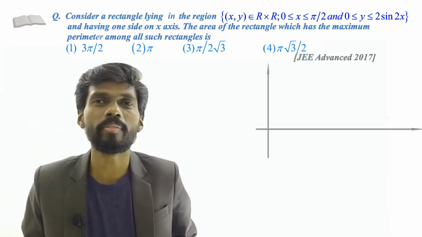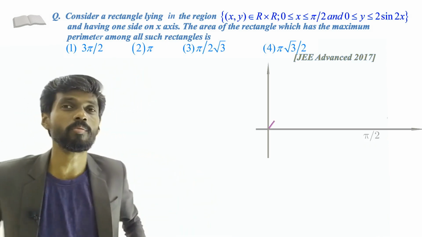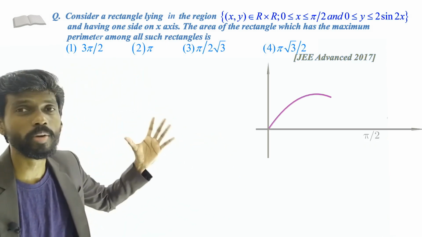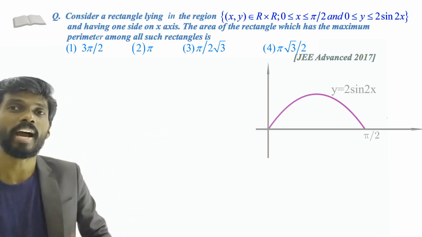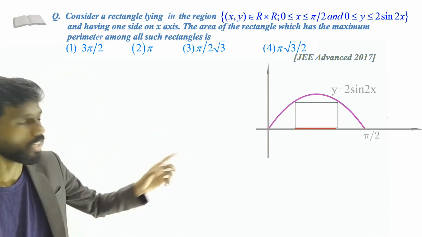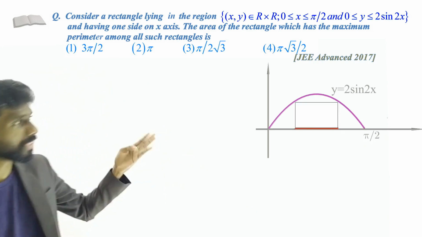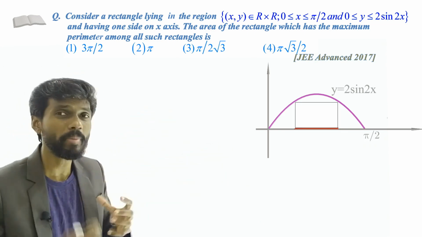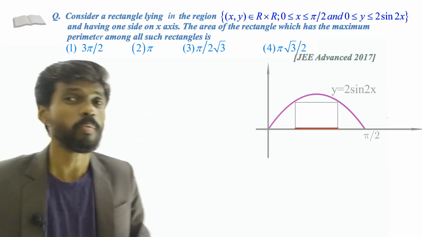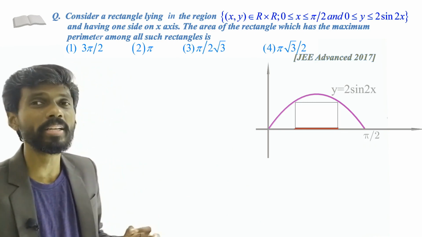Here the range of values of x is given, 0 to pi by 2. Similarly, y lies between 0 and 2 sine 2x. So this is a curve. Now we have a rectangle inside this, two of whose vertices lie on the x-axis and two vertices lie on this curve. We want the perimeter of this rectangle to be maximum. We want the area of this rectangle whose perimeter is maximum.